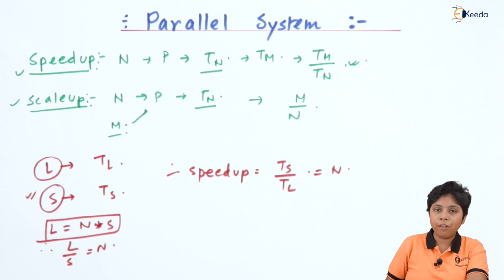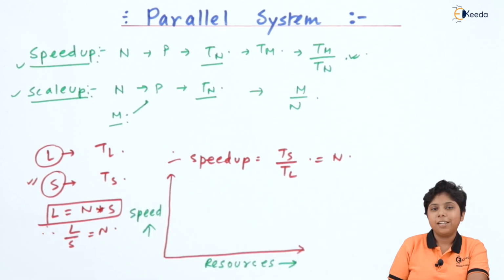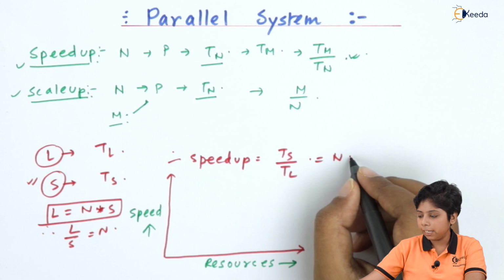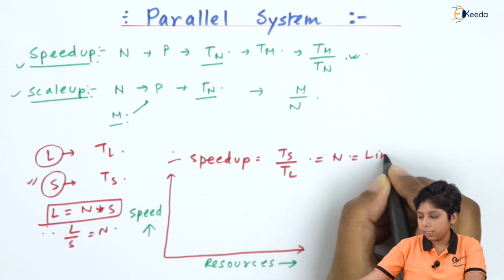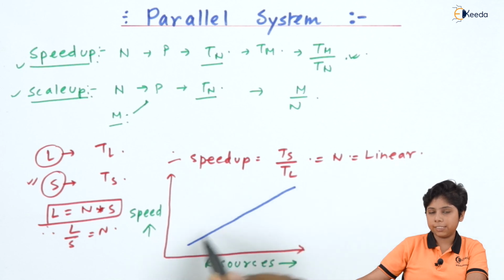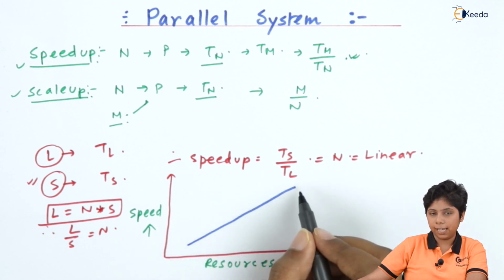So now if we put the speed up inside a graph, we can see the resources and speed relation in this one: if the resources increase, the speed will also increase. So if it is n, then it will be a linear line, and that is called a linear speed up. So when Ts by TL equals n, we call it a linear speed up. The n resources is the line, so we have this as n.